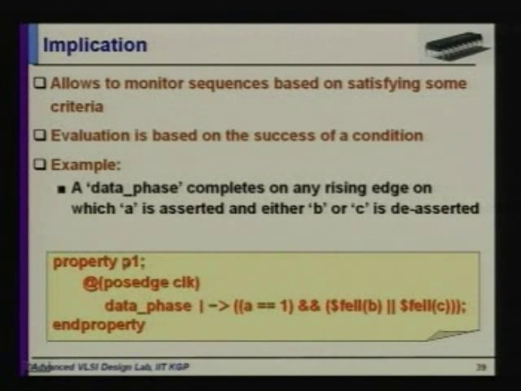Look at this property. A data phase completes on the rising edge on which A is asserted and either B or C is deasserted. Data phase complete means that at that time the data phase signal is 1. We want A is 1 and $fell B, that means either B or C is deasserted. $fell means it just fell from logic 1 to logic 0. So this is a particular example of implication.